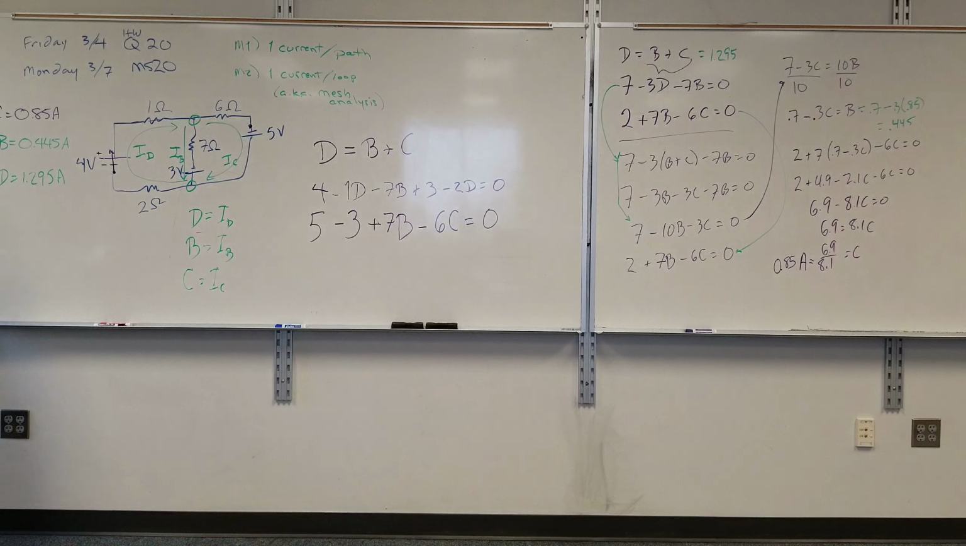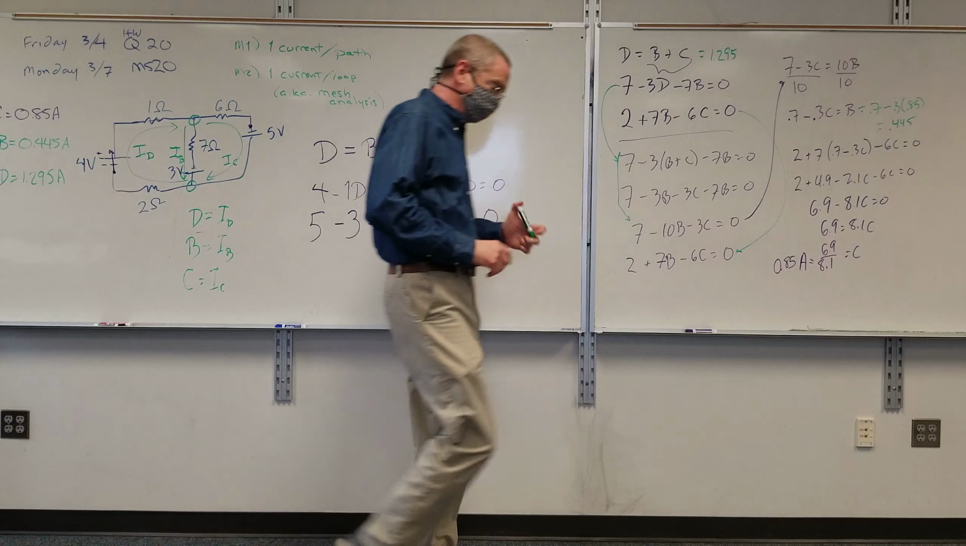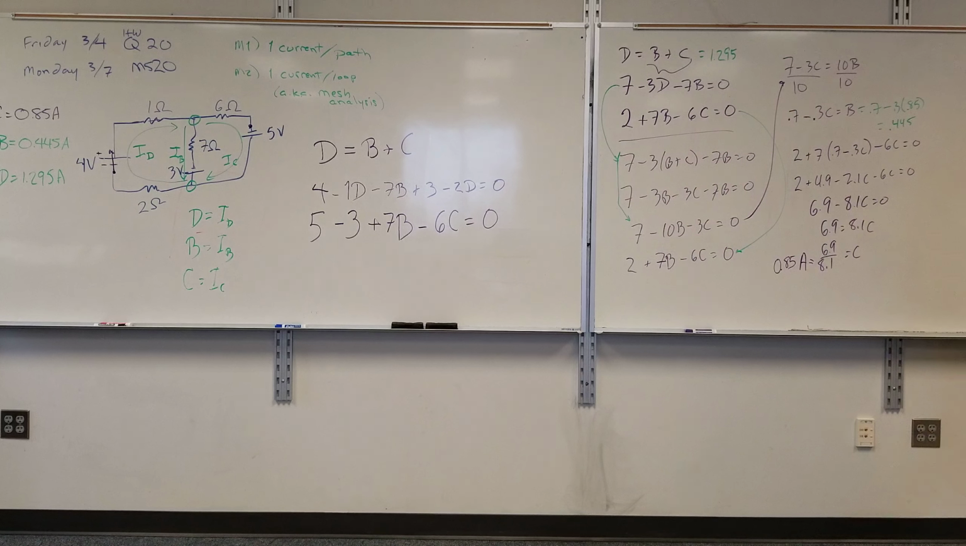Now notice we got all positive answers. That tells us that I guessed the direction correctly for each of the currents. 0.85, was that exact? No. There were more decimal points. I'm sorry. No problem. This was 0.851 repeating basically. Okay. Something like that.